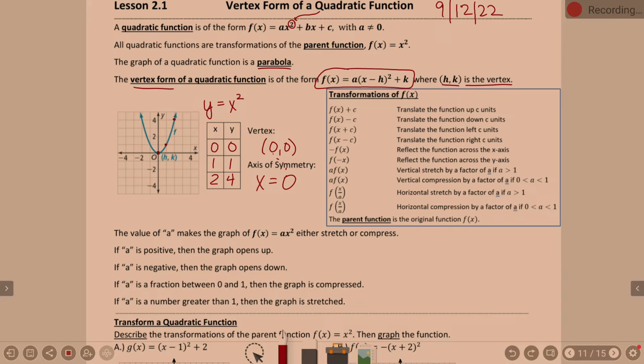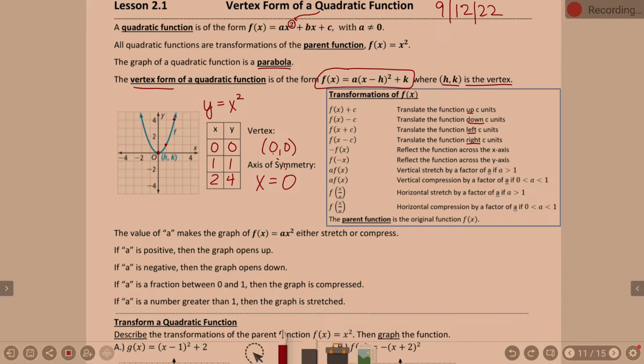If you add or subtract a number at the end of the equation, it's going to make the graph do what? Go up or down. If the number is with the x, so in this case if it's with the parentheses, and the number is added or subtracted, it's going to make the graph go left or right. If there's a negative out front, we're going to reflect. If there's a multiplied value out front, we're going to stretch or compress.